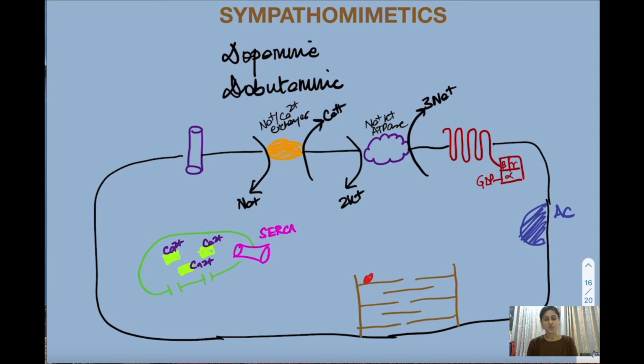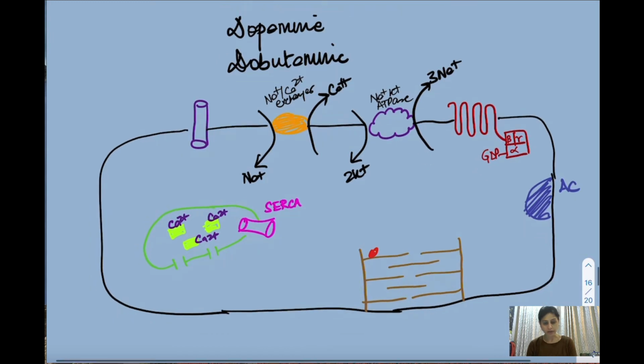Hi. So now we are going to do the other positive inotropic drugs apart from digoxin, which are left in this chapter of drugs used in congestive heart failure. We have done digoxin in the previous two videos. Now we come to the next group, which is sympathomimetics, and the two main sympathomimetics used are dopamine and dobutamine, right? So let's see what is their mechanism of action.